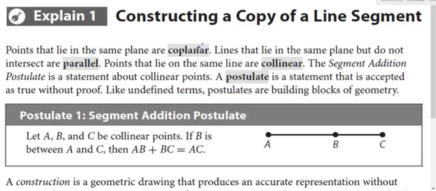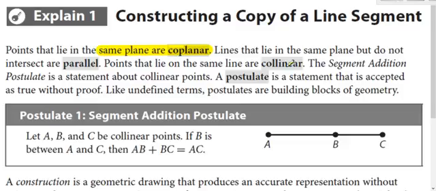Coplanar means that they're just in the same plane. So if you want to underline or highlight a couple of these vocab terms, planes that are in the same plane are coplanar. So same plane, coplanar. It's technically points that are in the same plane, but if you just see the word coplanar and think same plane, you'll be good.